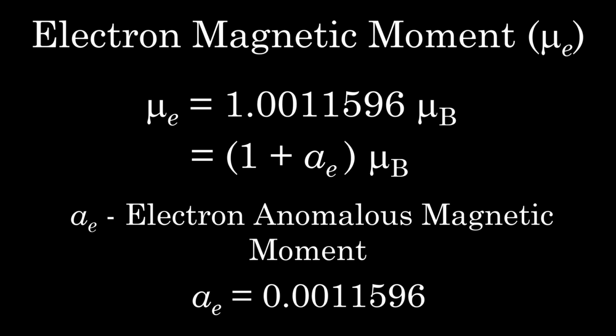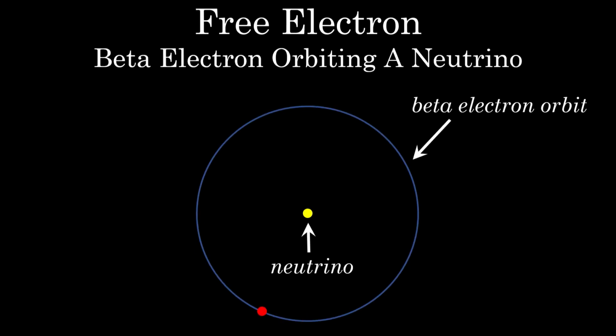It can be shown that putting a beta electron in the right orbit around an electron neutrino can correct the Bohr magneton approximation of the electron magnetic moment to the measured value.